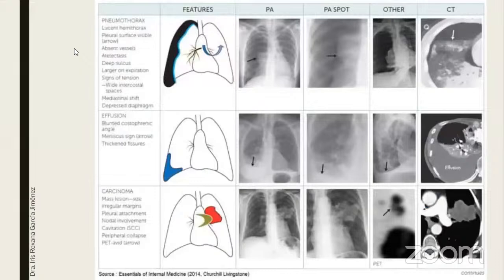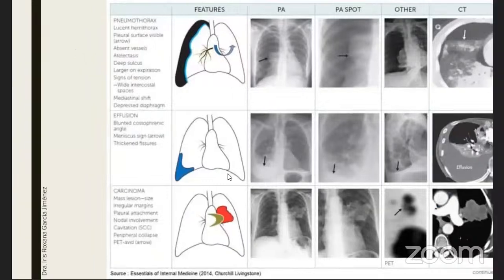Now we are checking here pneumothorax and effusion, how an effusion looks, and a carcinoma. Read, please, all of this information. Read the small charts. This vocabulary is for talking properly at the moment to report a case or to evaluate a patient or to talk with other colleagues for catching the correct diagnosis.